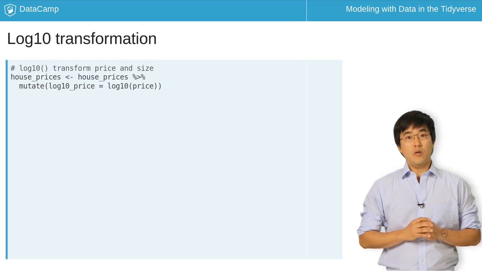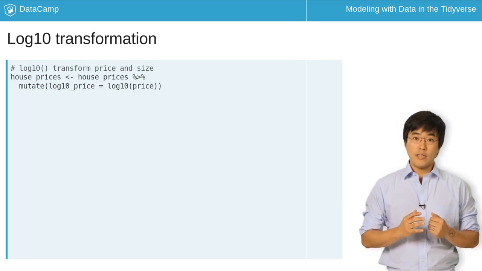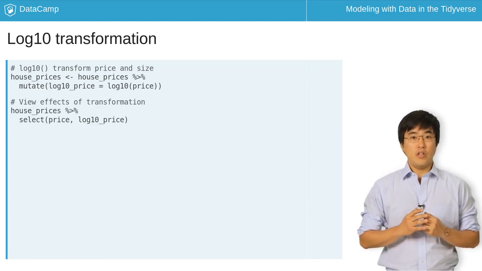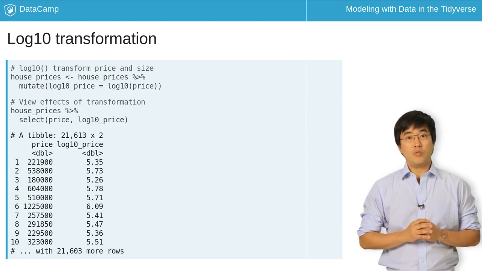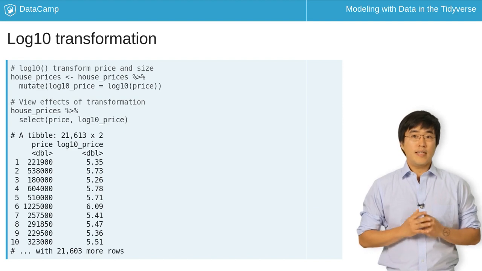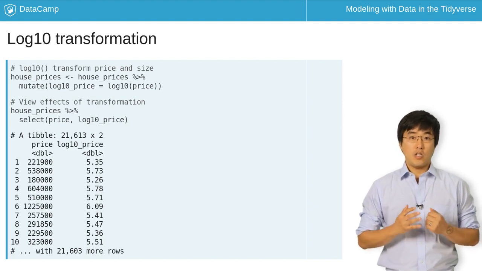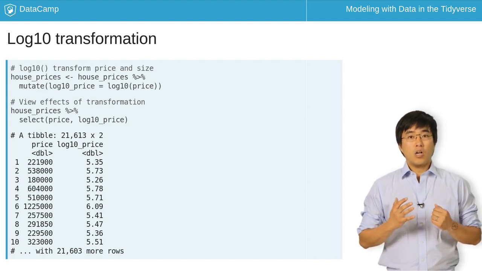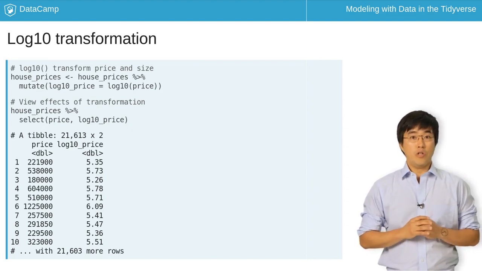Now I'll do something similar where I log 10 transform price using the mutate function to create a new variable log 10 price. Let's view the effects of this transformation on these 2 variables. Observe in particular the house in the 6th row with price 1.225 million. Since 10 to the 6 is 1 million, its log 10 price is 6.09. Contrast this with all other houses with log 10 price less than 6.